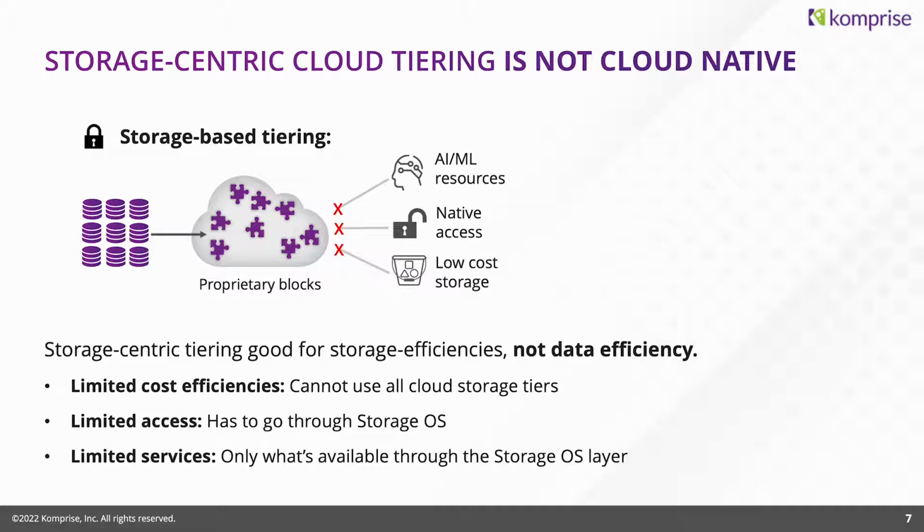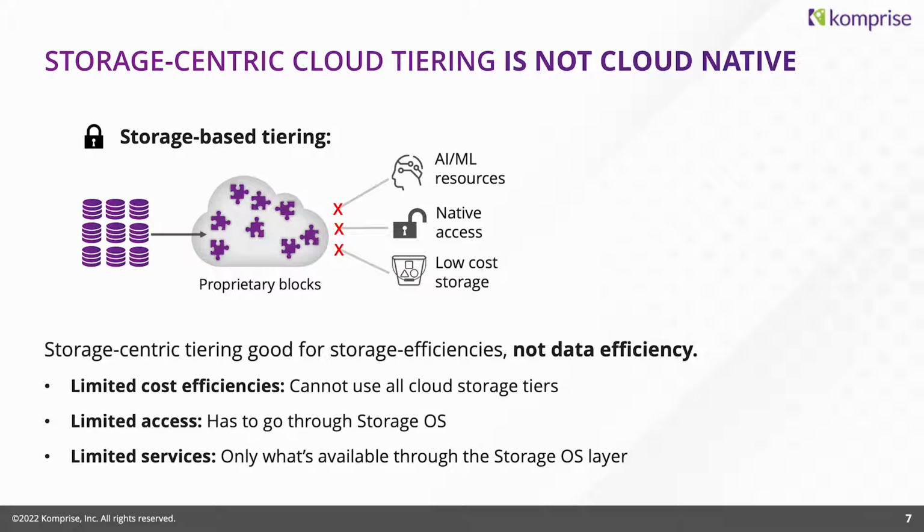But the problem with that approach is that it is not cloud native. And what do we mean by that? Well, if you used a FabricPool or a CloudPool to tier data to the cloud, what you're actually doing is tiering some blocks of data to a particular place in the cloud that the storage vendor knows, and it's proprietary to that storage operating system. So the blocks that you've tiered to the cloud are meaningless in the cloud itself. So you cannot use any of the standard cloud layers.